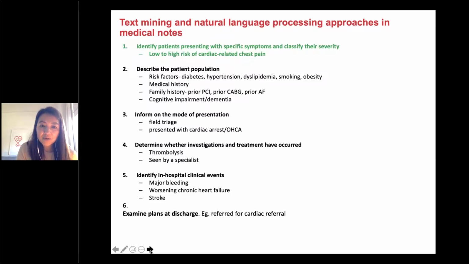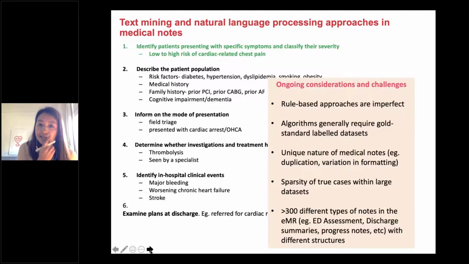However, during this process, we've also come across quite a few challenges and considerations, and these are emerging. This is very much an active area of work for us. Some of the things we've discovered are that our rule-based approaches are imperfect. We have a lot of false positives. The algorithms require gold standard labeled data sets, so we're working towards being able to annotate text data in order to develop these or use off-the-shelf algorithms.